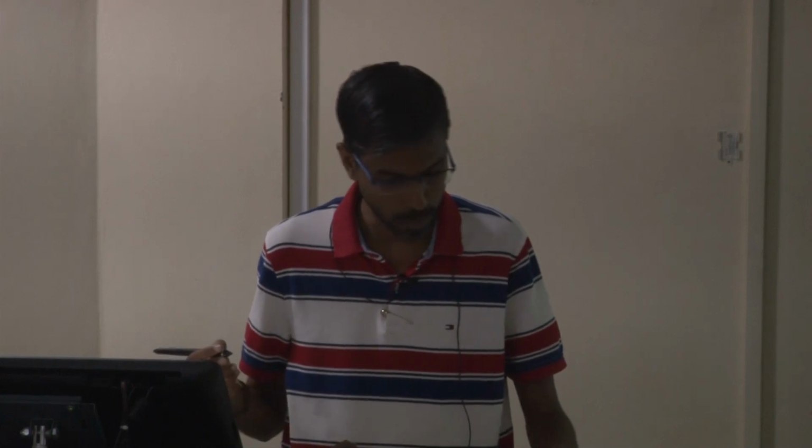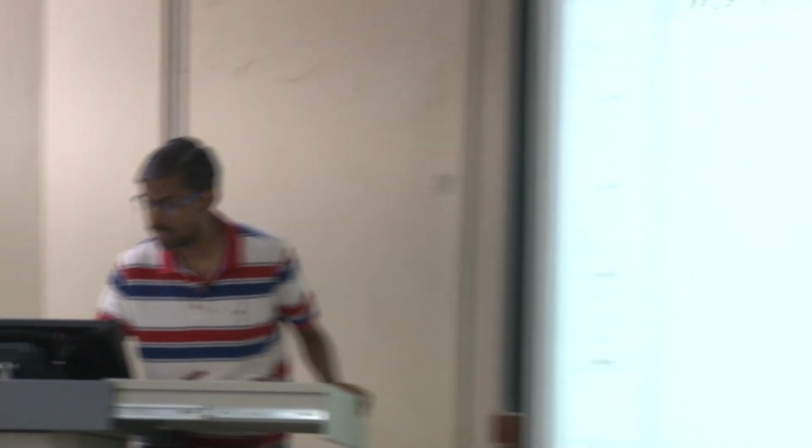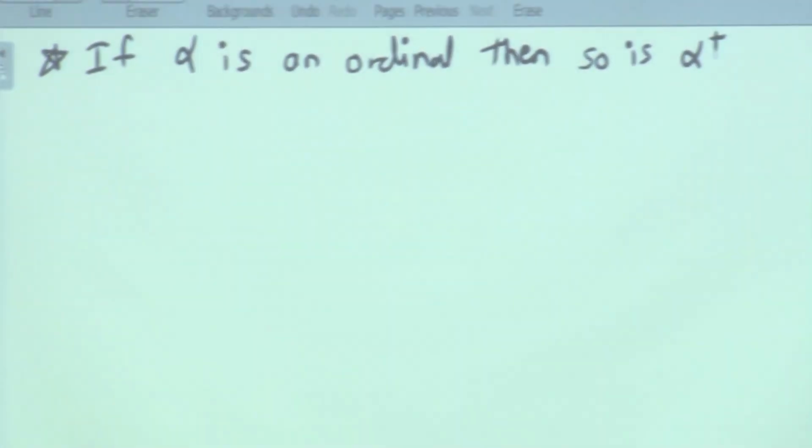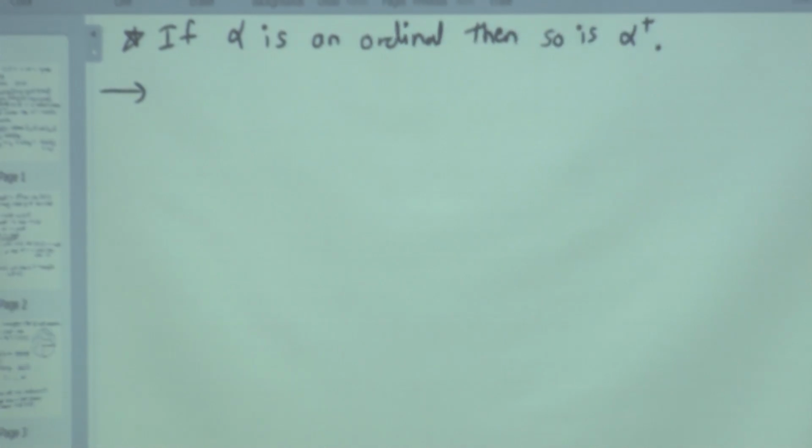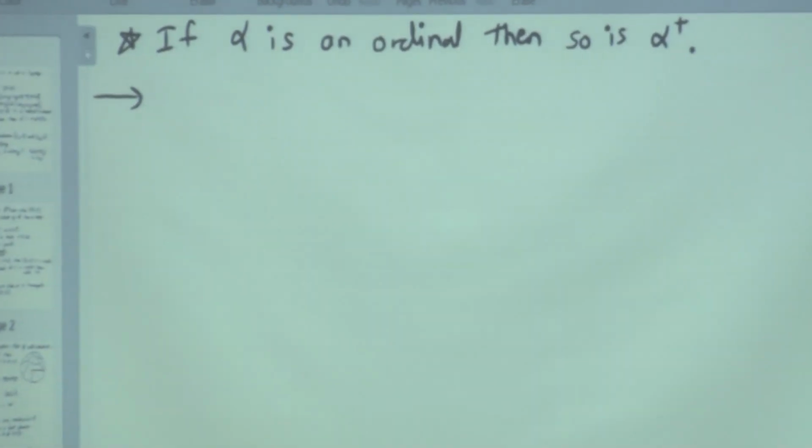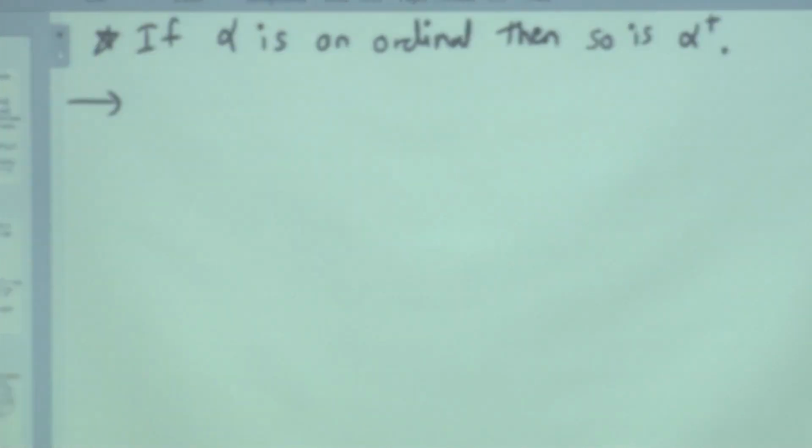So what's our job? We still have some time. So let us prove our first result about ordinals. If alpha is an ordinal, then, we'll always use Greek letters alpha, beta, delta, gamma for denoting ordinal numbers. If alpha is an ordinal, then so is alpha plus. This is our first result about ordinals. So what do we need to prove to show that alpha plus is an ordinal?